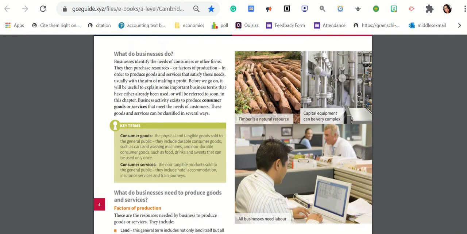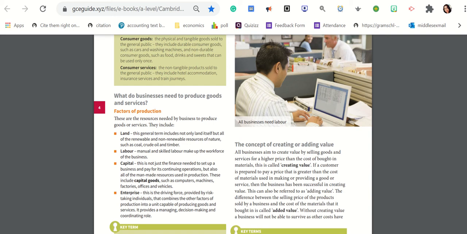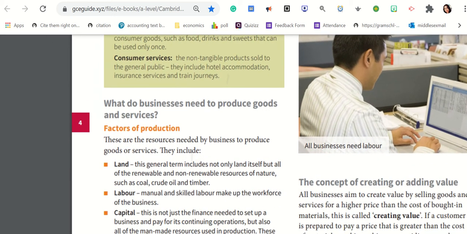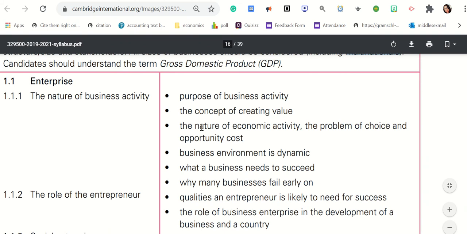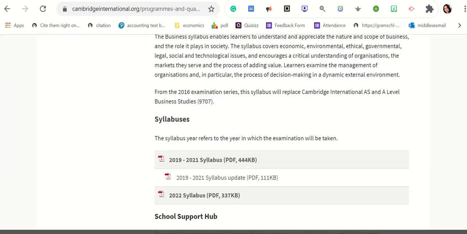Hope now you're clear of consumer goods and services. Now let's look into the curriculum again. What is next? So still we are on purpose of business activity.